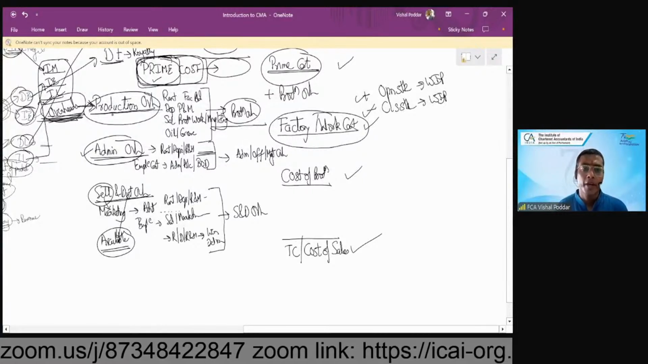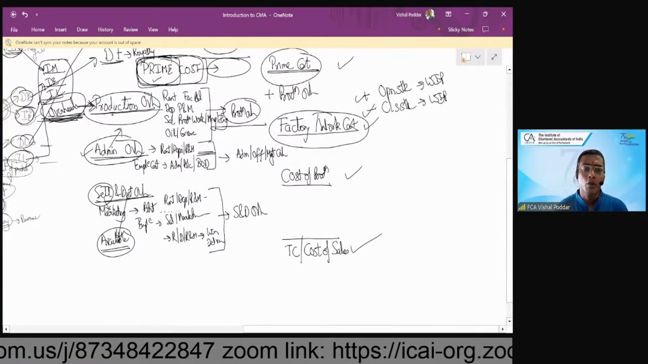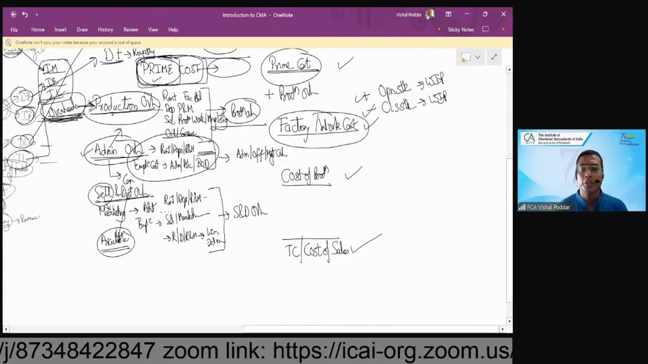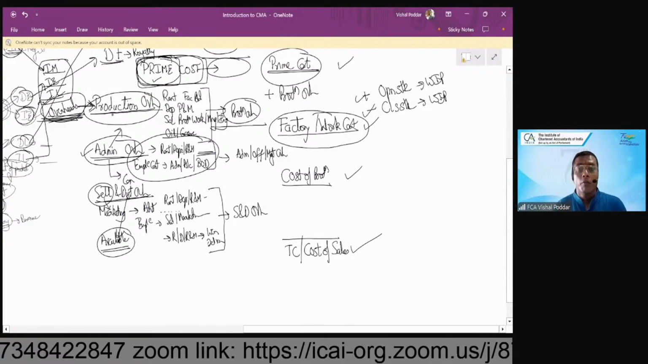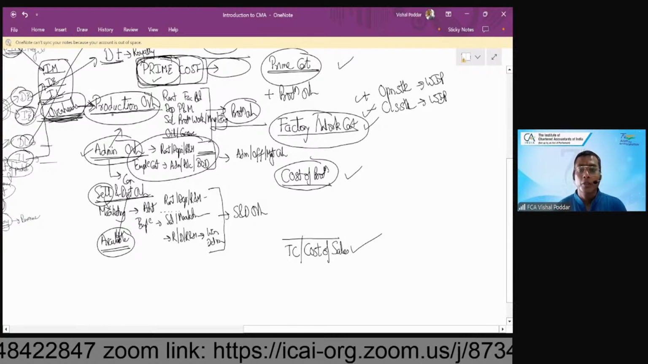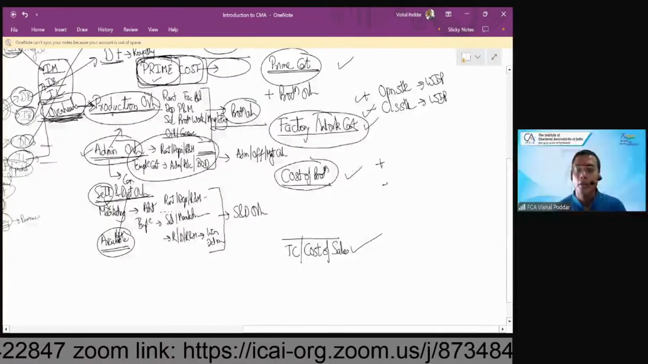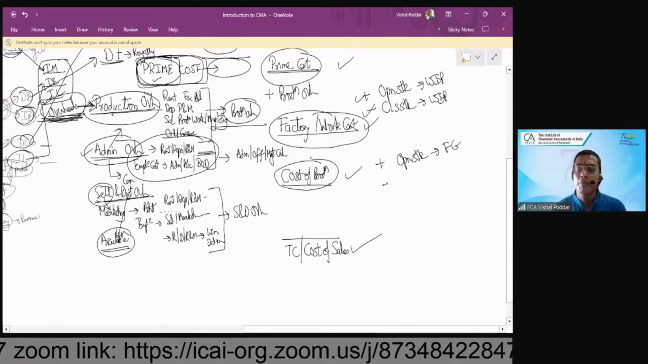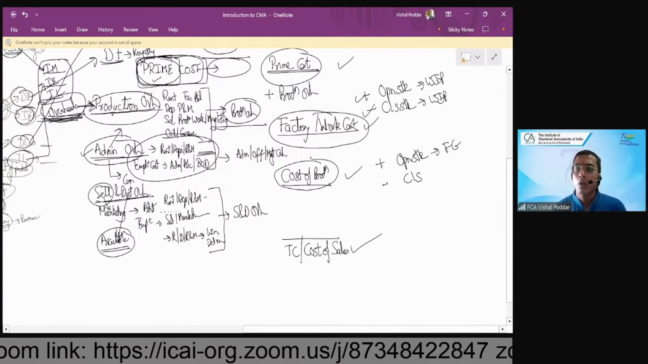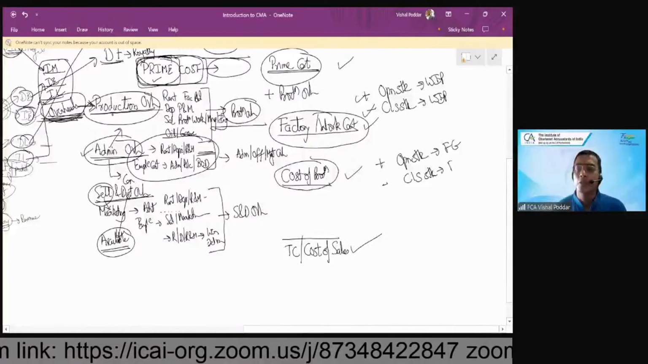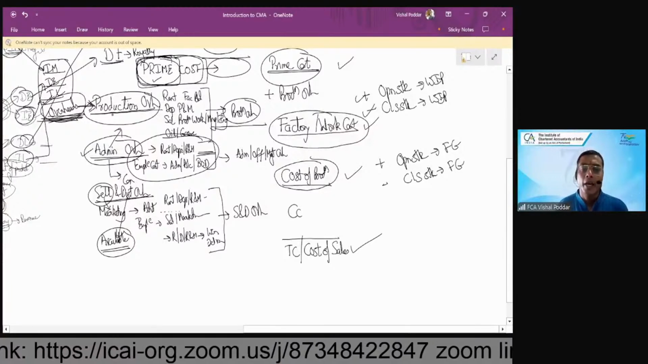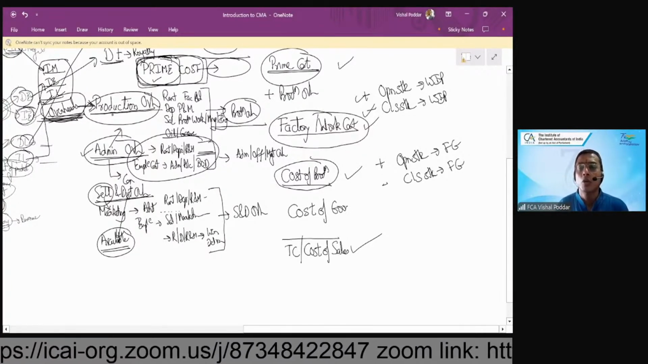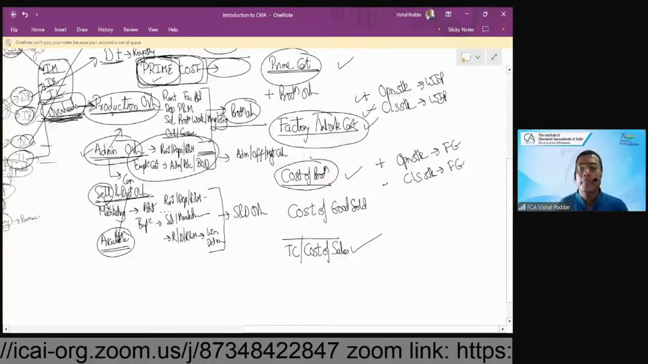Now there are two types of admin. It may be related to production or it may be general. I'm taking the general administration expense, that is all these general administration items. Now, when I add this, I get cost of production, but again, I have to adjust another stock, that is opening stock of finished goods and closing stock of finished goods. When I add and subtract, I get another item, which is cost of goods sold.